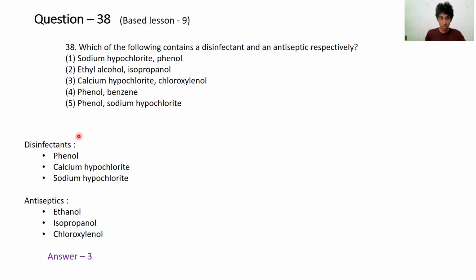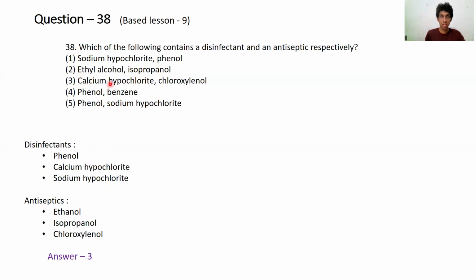So in the research book, they have given 3 disinfectants: phenol, calcium hypochlorite, and sodium hypochlorite, and 3 antiseptics: ethanol, isopropanol, and chloroxylenol. So when we consider the first answer, sodium hypochlorite is a disinfectant. Phenol is also a disinfectant. Therefore, first one is wrong. Second one, ethyl alcohol. It is also called ethanol. It is an antiseptic. Isopropanol is also an antiseptic. Therefore, second one is false.